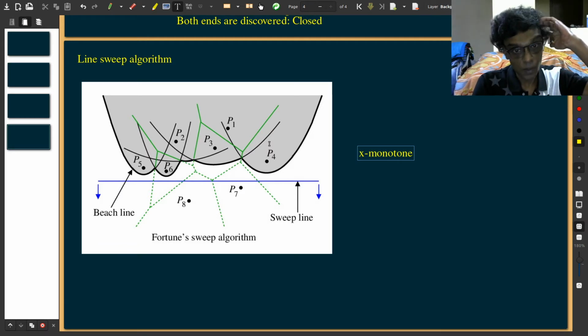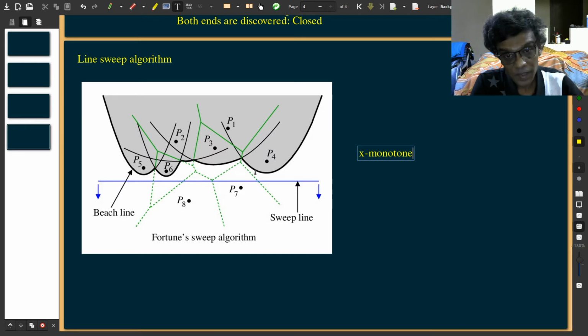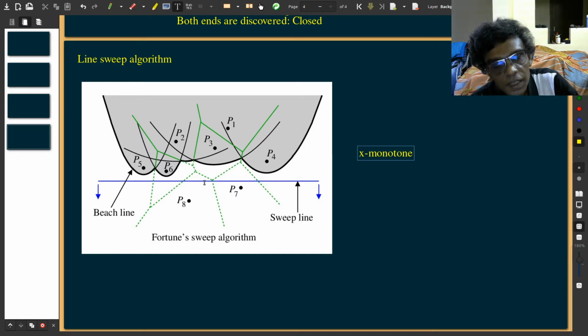Okay, so this is one important observation. P7, P8 cannot be closer to any point inside this parabola than to P5. So this part is present, but this part is yet to be discovered. Then you see another very important property of this parabola.